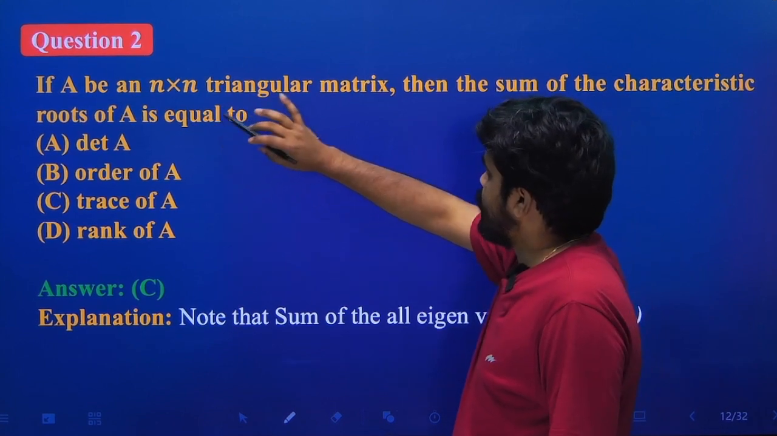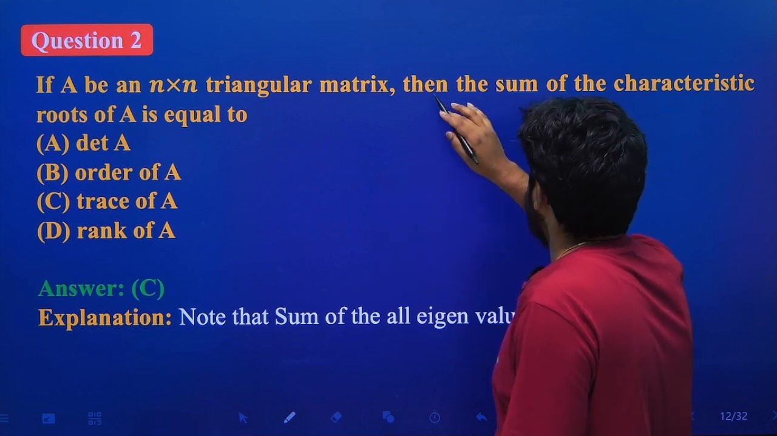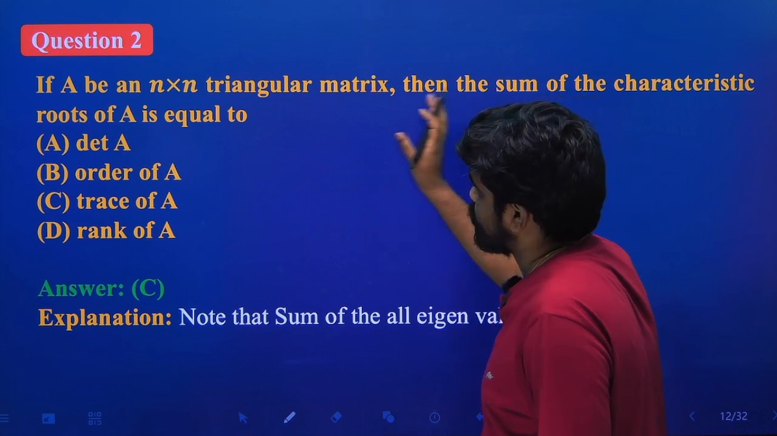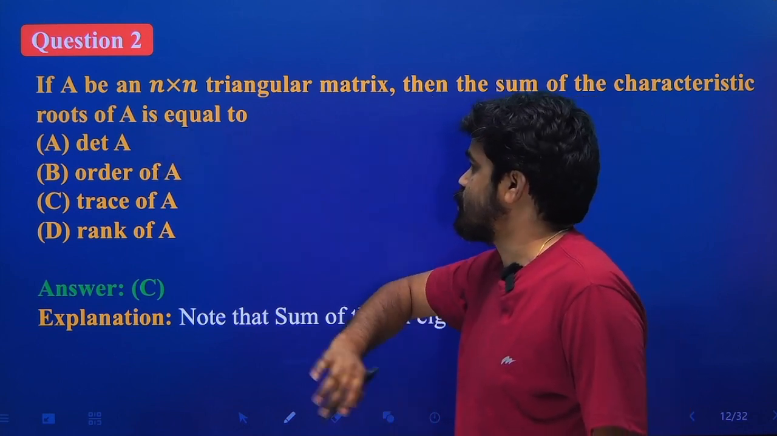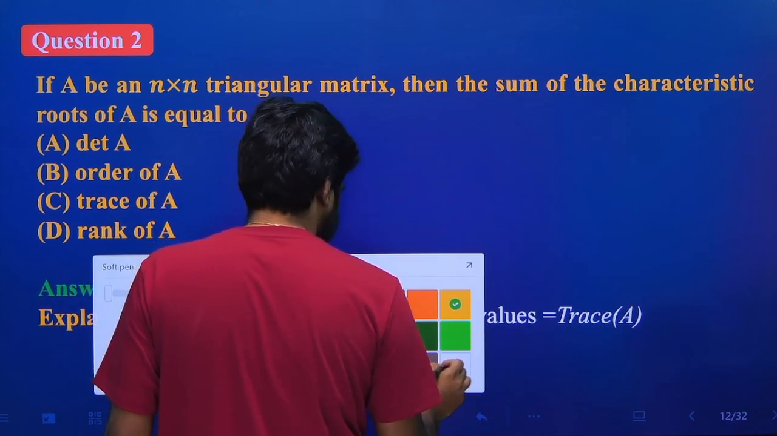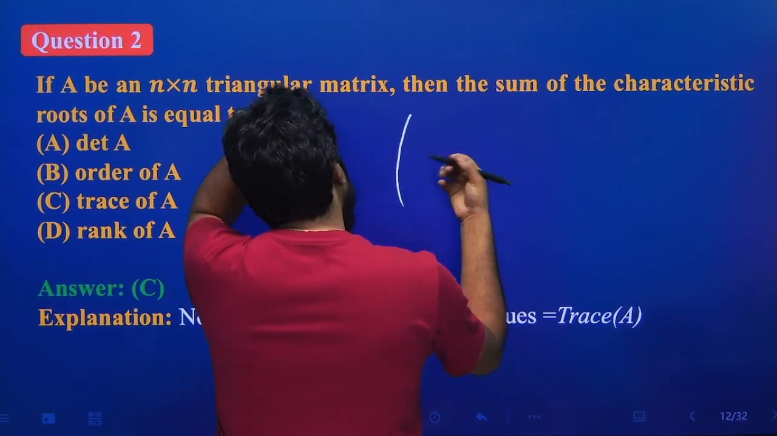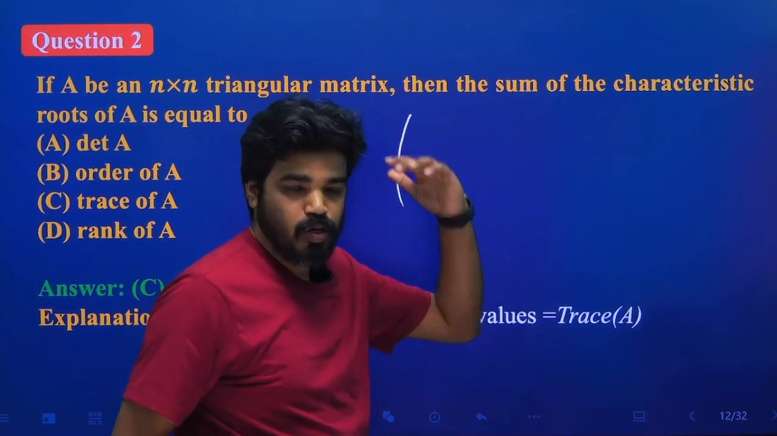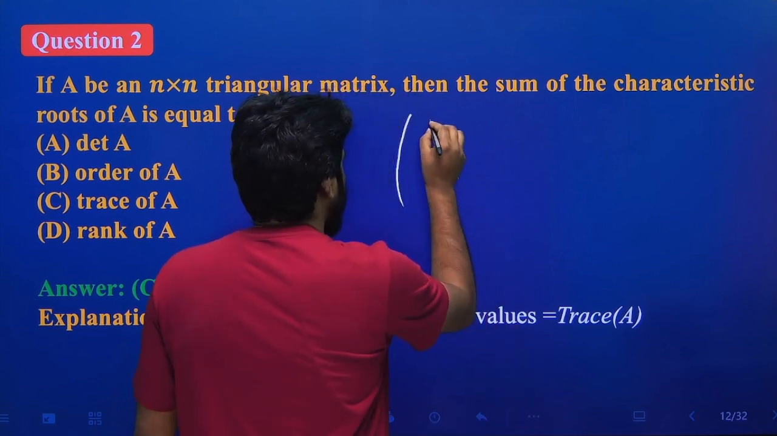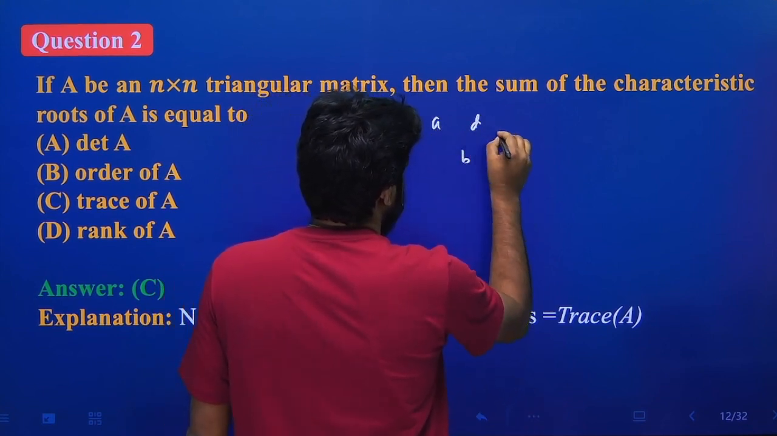if A is an n cross n triangular matrix, then the sum of the characteristic roots of A is equal to... triangular matrix. What does it mean? Triangular matrix means either it is upper triangular or lower triangular. Suppose you consider an upper triangular matrix, okay?